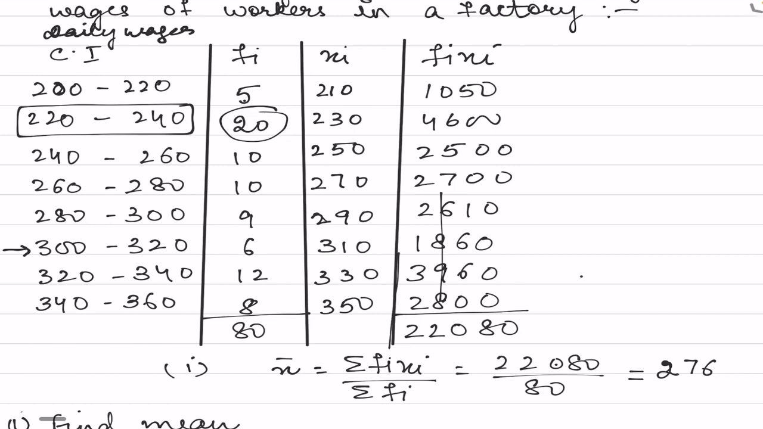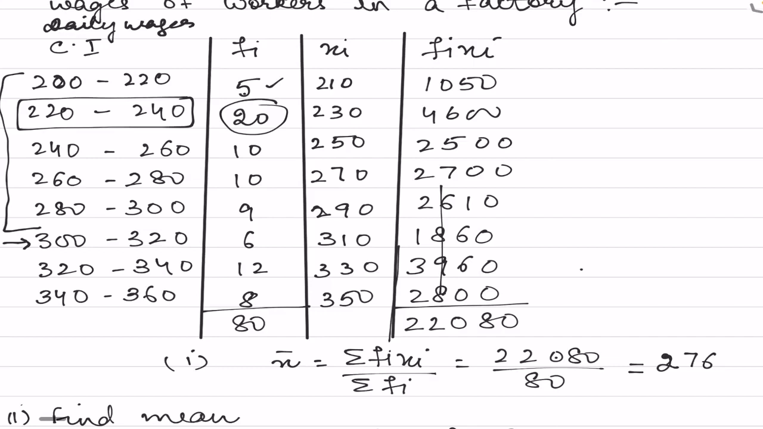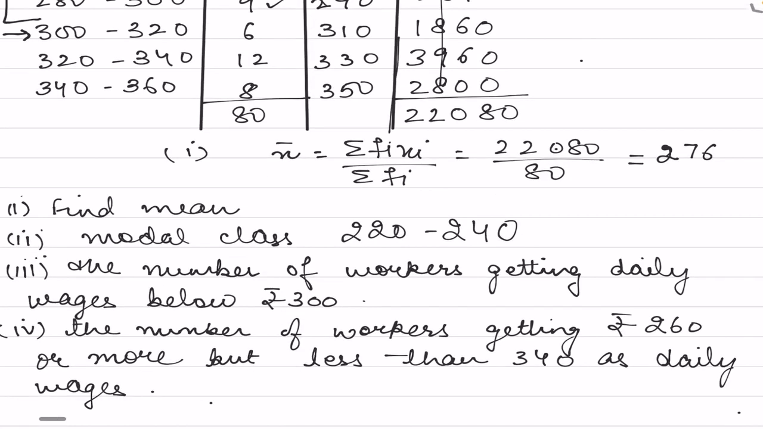So we have to find out the number of workers. So we will add the first 6 frequencies. So that is 5 plus 20, 25, plus 10, 35, plus 10, 45, and 45 plus 9 is 54. So the number of workers getting daily wages below 300 is 54. Now come to the last part.